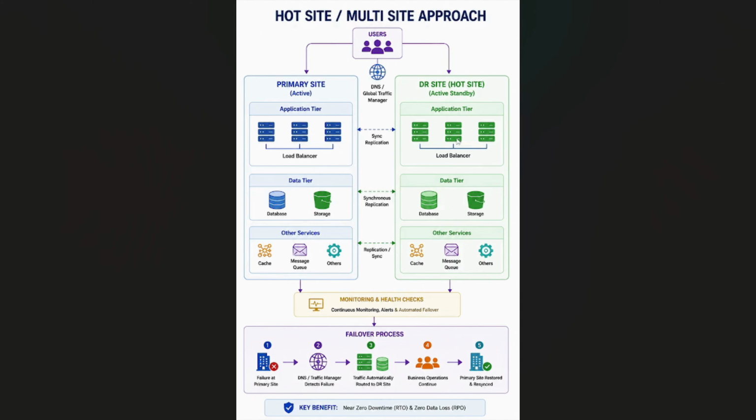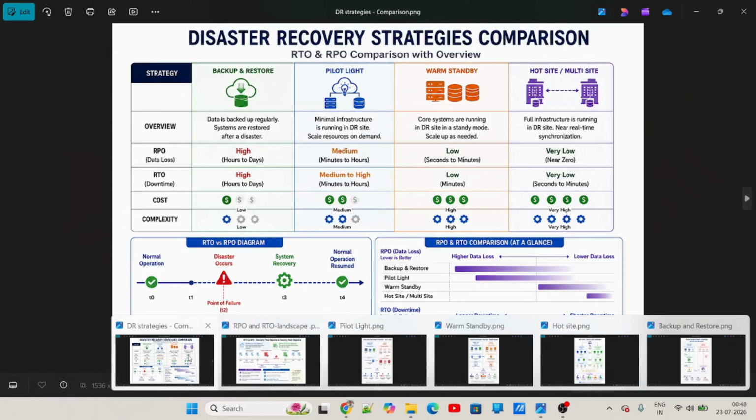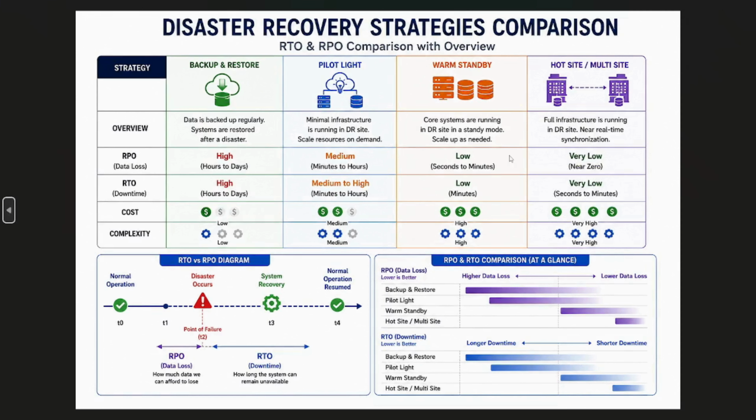This is sometimes called the active active approach. Warm standby is called the active passive approach that we have seen. So this is the active active approach. Both the regions are up and running, and obviously there will be zero data loss. So these are the disaster strategies in AWS, and we'll do the comparison once.